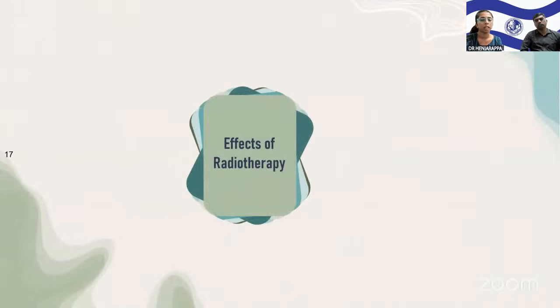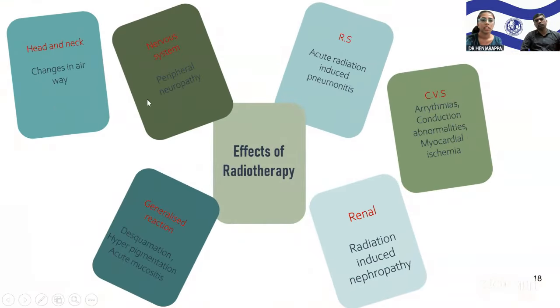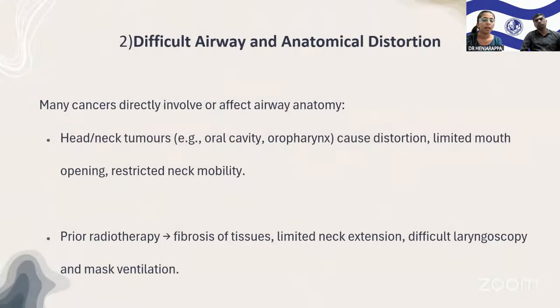Along with chemotherapy, radiotherapy also has effects on each system. In head and neck, it causes changes in the airway. It can cause peripheral neuropathy. In the respiratory system, it causes radiation-induced pneumonitis. In the cardiovascular system, arrhythmias, conduction abnormalities, and myocardial ischemia. In the renal system, nephropathy, and generalized reactions like desquamation, hyperpigmentation, and acute mucositis. Because of the cancer itself and the radiation therapy, there will be difficult airway and anatomical distortion.